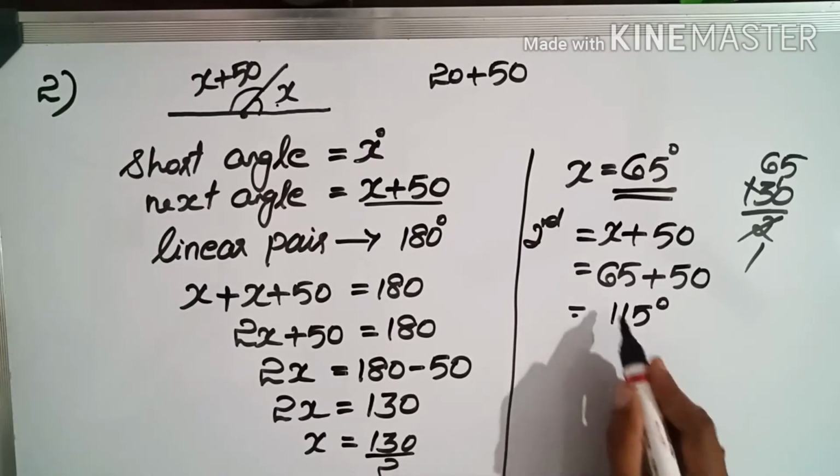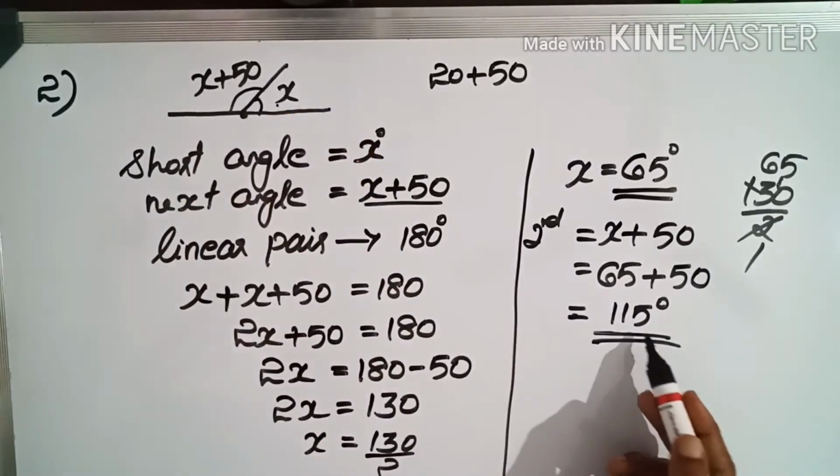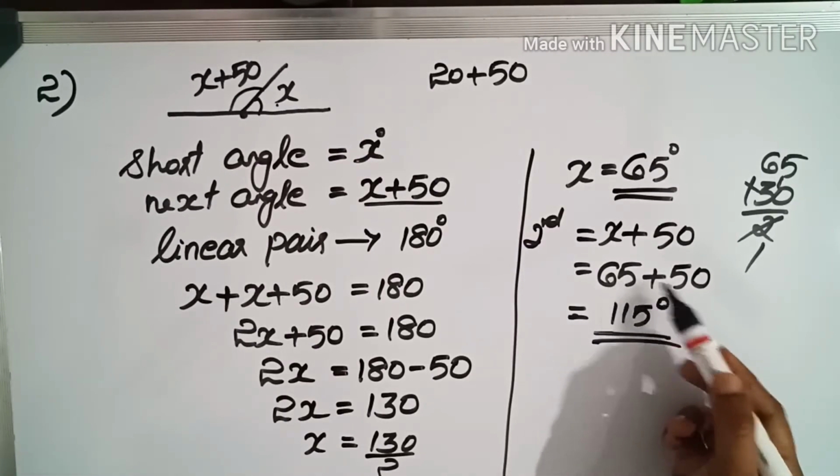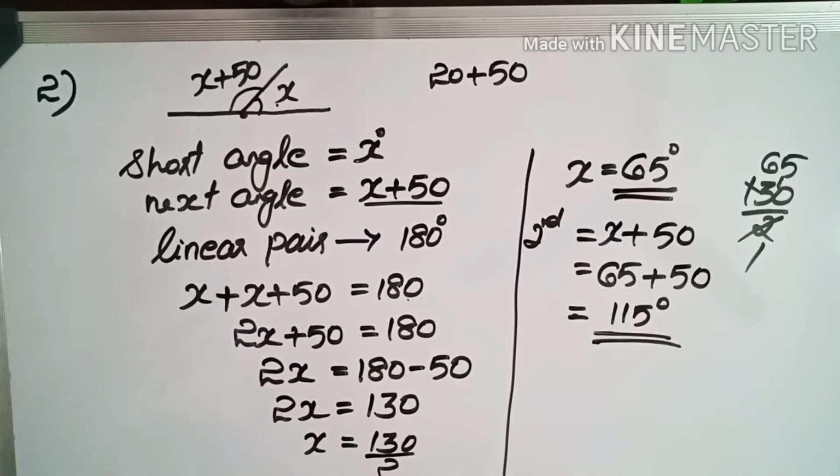Okay, 115 degree. So first angle is 65 degree. Second angle is 150 degree. When we add these two angles, we will get 180 degree as answer. So this is the answer for the second question.